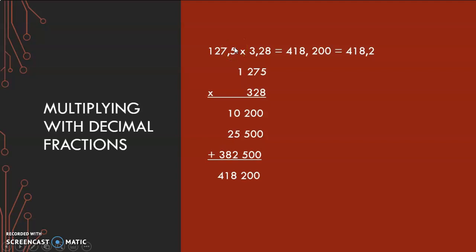I need to go back. How many digits after the comma? 1, 2, and 3. So I need to put my comma back. 1, 2, 3. So my answer will be 418,200. Now, this is 200 over 1,000, but we know 200 over 1,000 is equal to 2 over 10. So you can lose the zeros afterwards. However, if the zeros were in front of the 2, you cannot lose them, only if they are at the end.